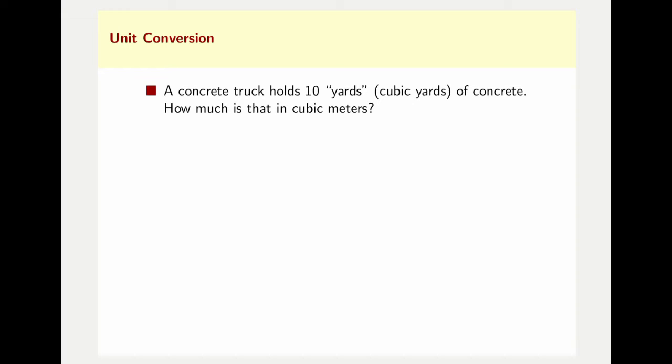In this question, a concrete truck holds 10 yards. Yards is a jargon term that means cubic yards. So I have 10 cubic yards of concrete. How much is that in cubic meters? I need one conversion factor, and that is 1 meter equals 1.094 yards.